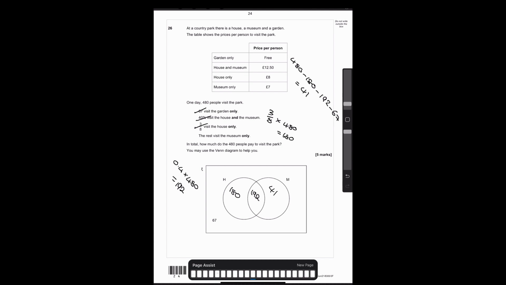The next bit of our question is to work out the totals for each part. 192 people visited the house and museum at £12.50 each. So 192 times 12.5 is 2,400. 180 people visited the house, which costs £8 each, so 180 times 8 is 1,440. And 41 people visited the museum only, so 41 times 7 is 287. And if we add them all together, we get a total of £4,127.